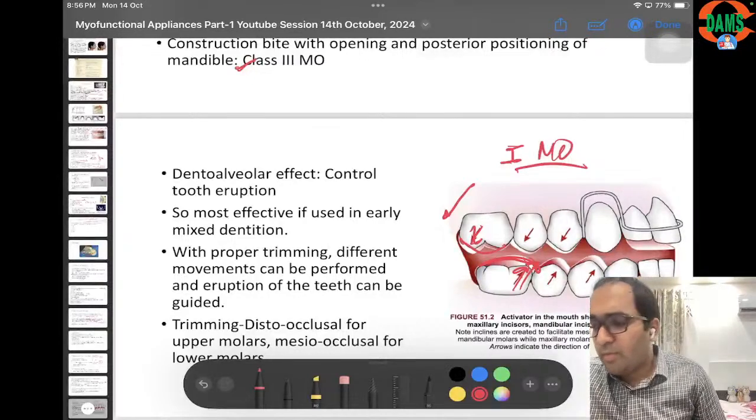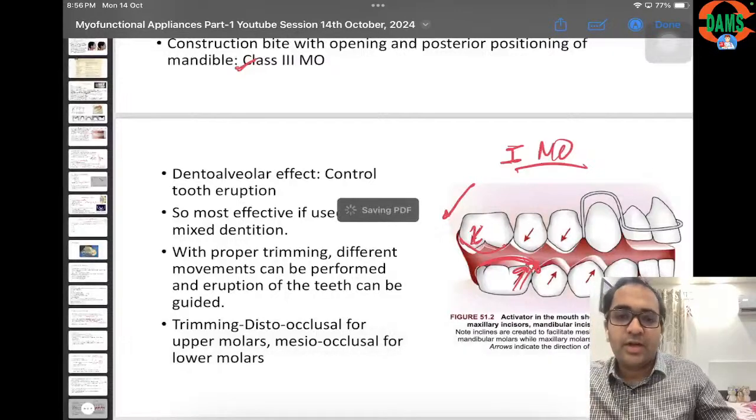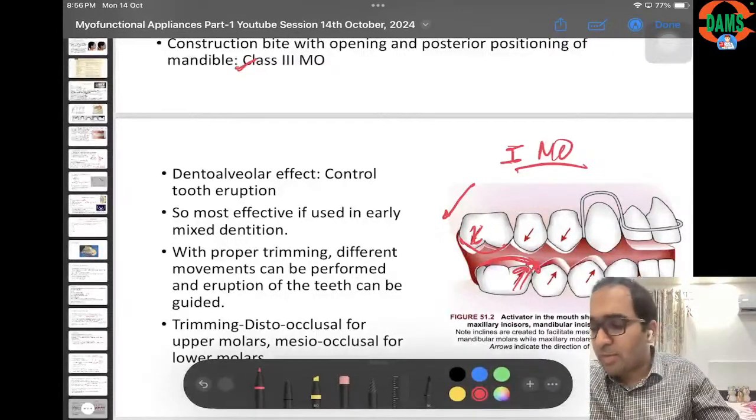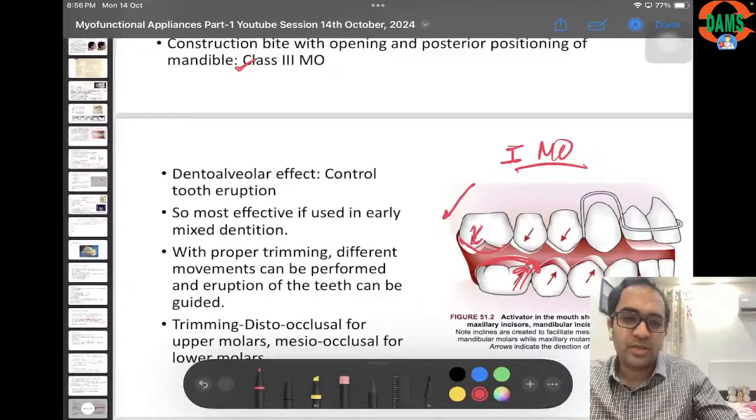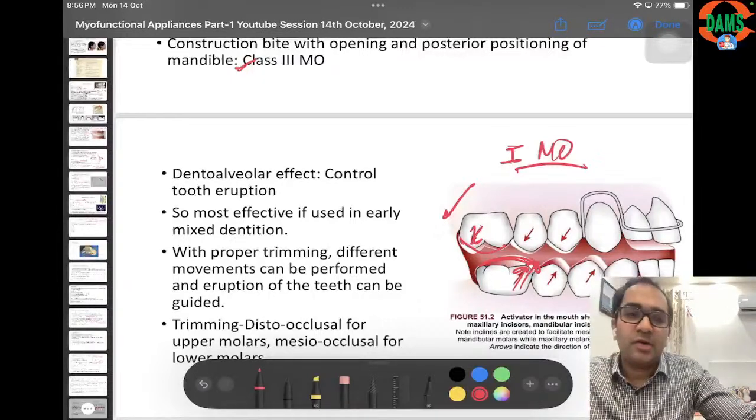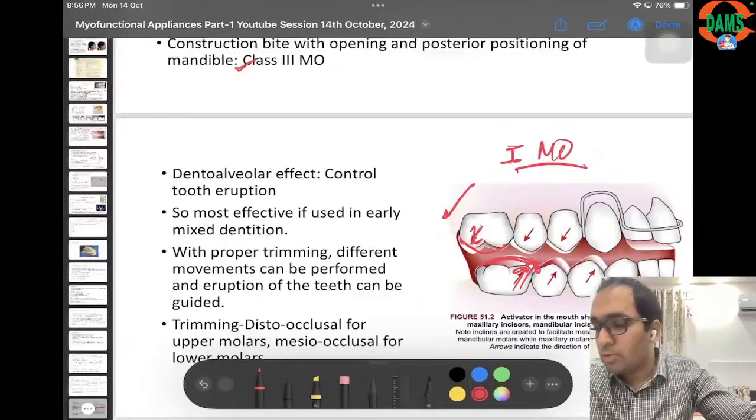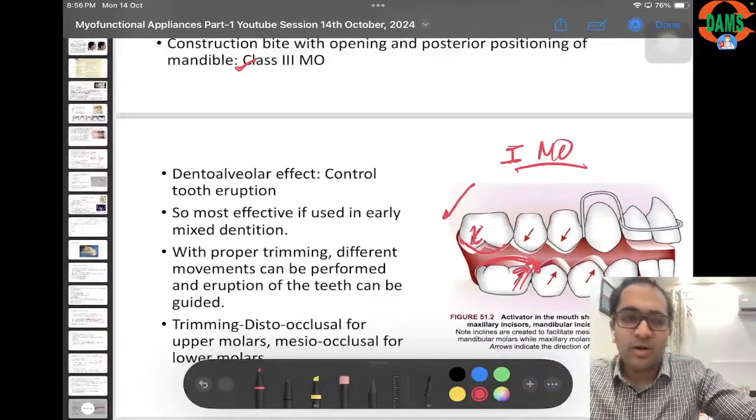Okay, so I think I'm clear with my explanation. So I'll end the session. We'll take up the remaining part of the myofunctional appliance in the next upcoming session, that is swim block, Frankel appliance and bionator, and fixed functional appliances as well. So there is a lot more to discuss in these topics as well. In the limited allotted time, I can cover this much only.